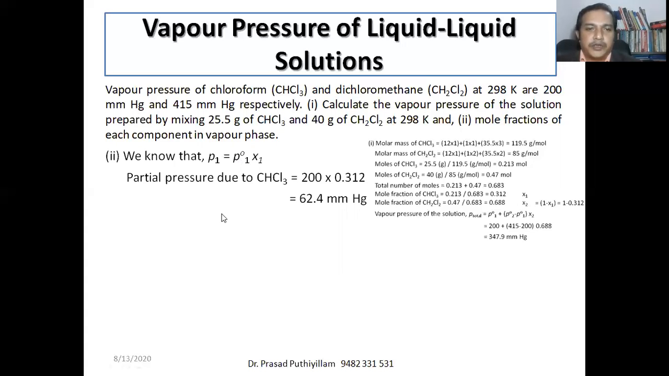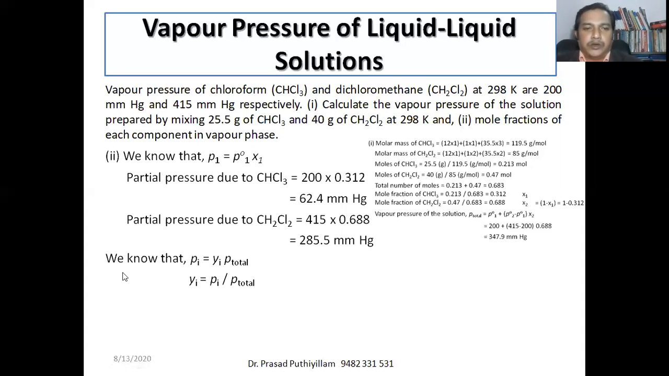The partial pressure exerted due to CH2Cl2 is 415 multiplied by 0.688, where 415 is the value of P02, which is given here. We get 285.5 mm of mercury.